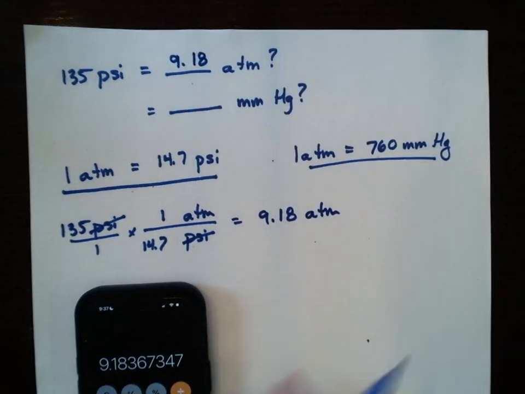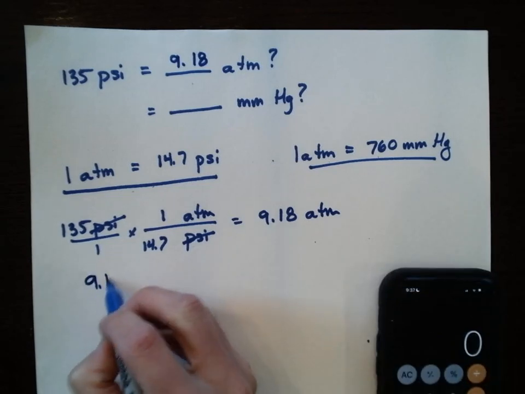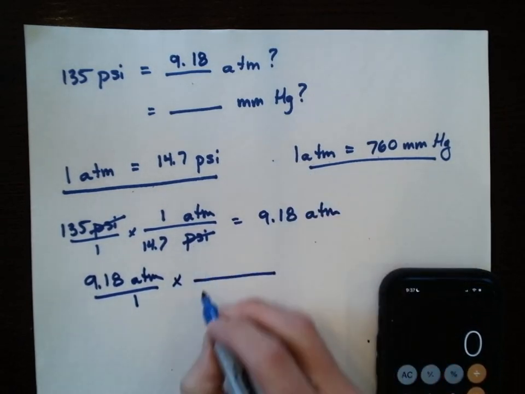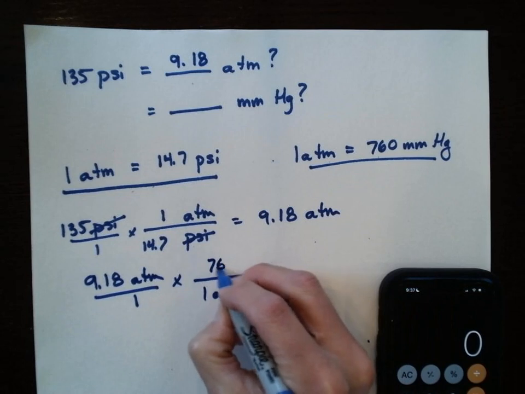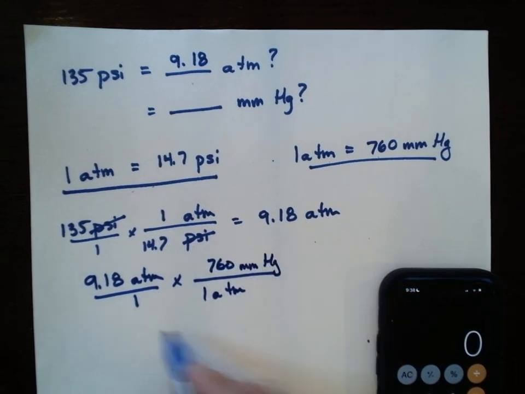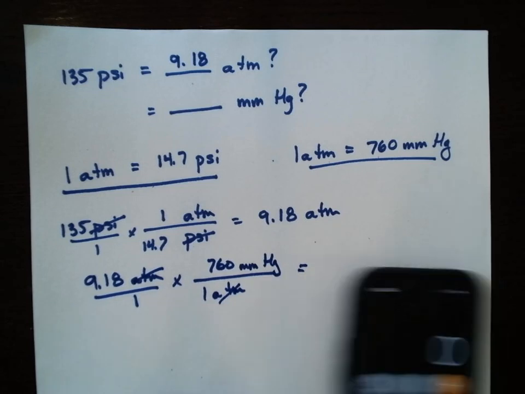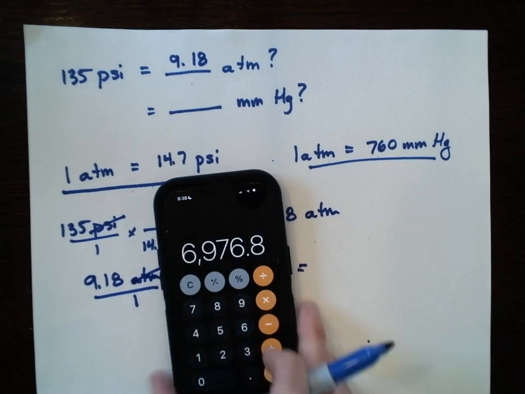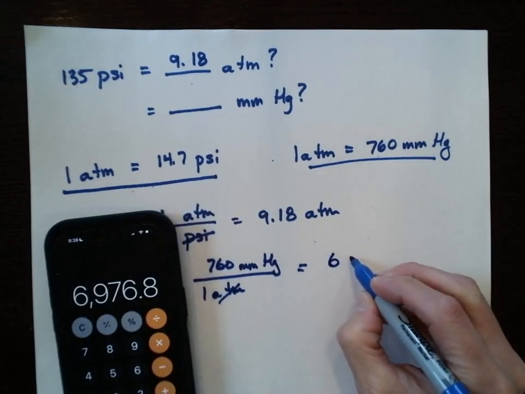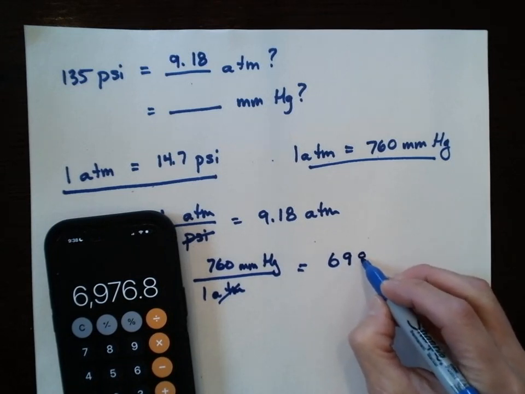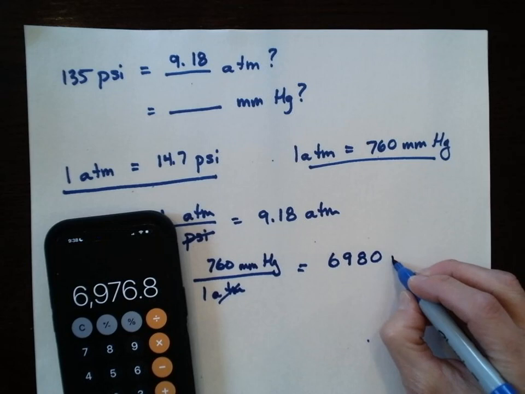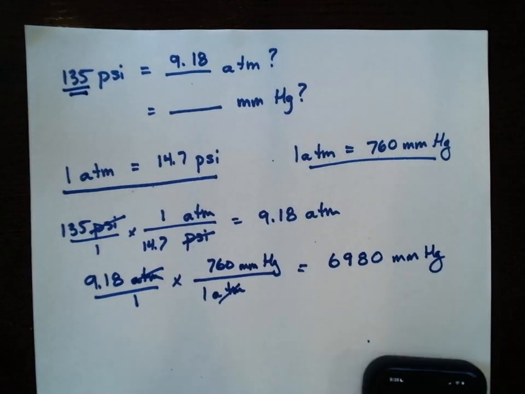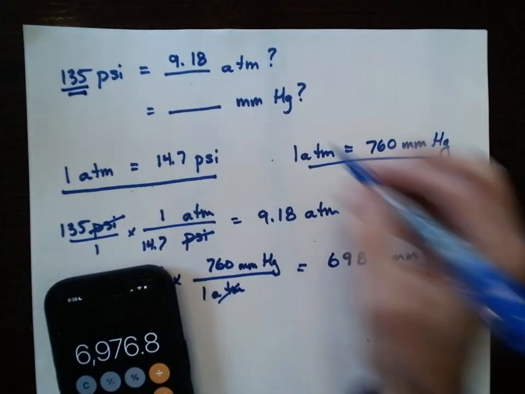Further converting into millimeters of mercury, I'll take my 9.18 atmospheres. And of course, using this conversion factor, 1 atmosphere is 760 millimeters of mercury. Converting the numerator to millimeters of mercury, 9.18 times 760 gives me 6,980, 3 sig figs, millimeters of mercury. We started with 3 significant figures, and both answers here are going to end with 3 significant figures.